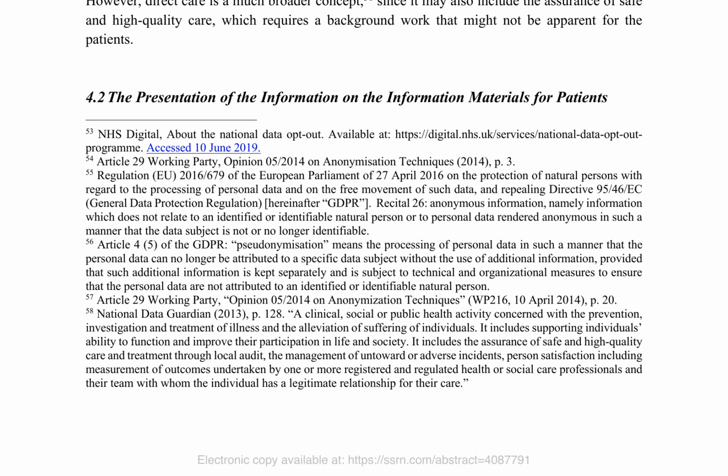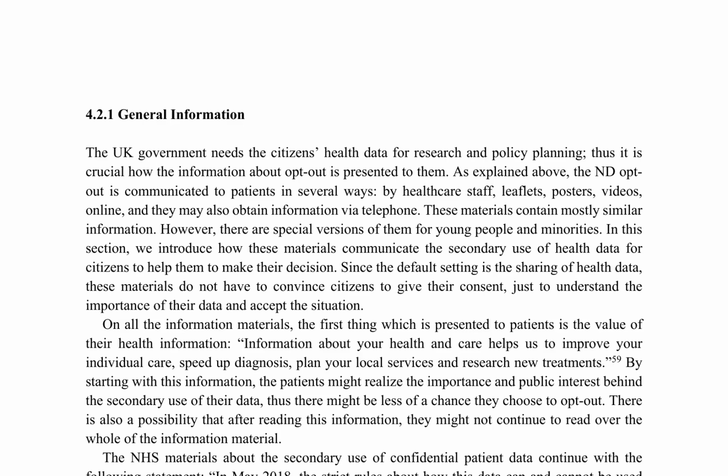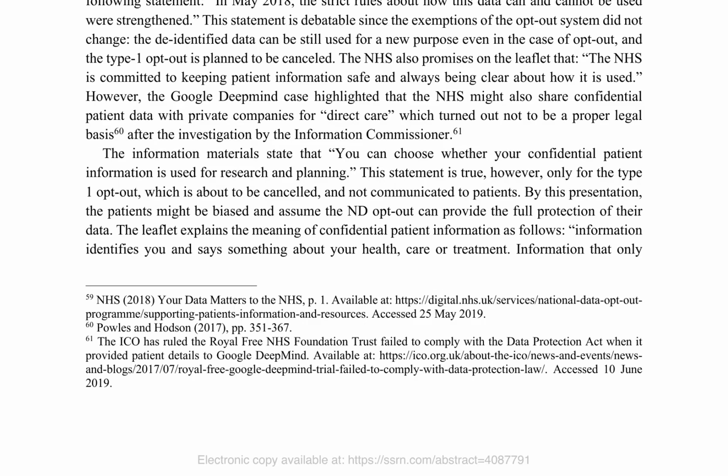The National Health Service, NHS, utilizes various information materials to communicate the secondary use of health data to citizens, emphasizing its importance for research and policy planning. These materials, including leaflets, posters, and online content, primarily focus on the value of health information, stating that it helps to improve your individual care, speed up diagnosis, plan your local services, and research new treatments. However, the presentation of this information may lead patients to assume that opting out is not necessary, as the materials do not explicitly convey the potential risks and consequences of data sharing.